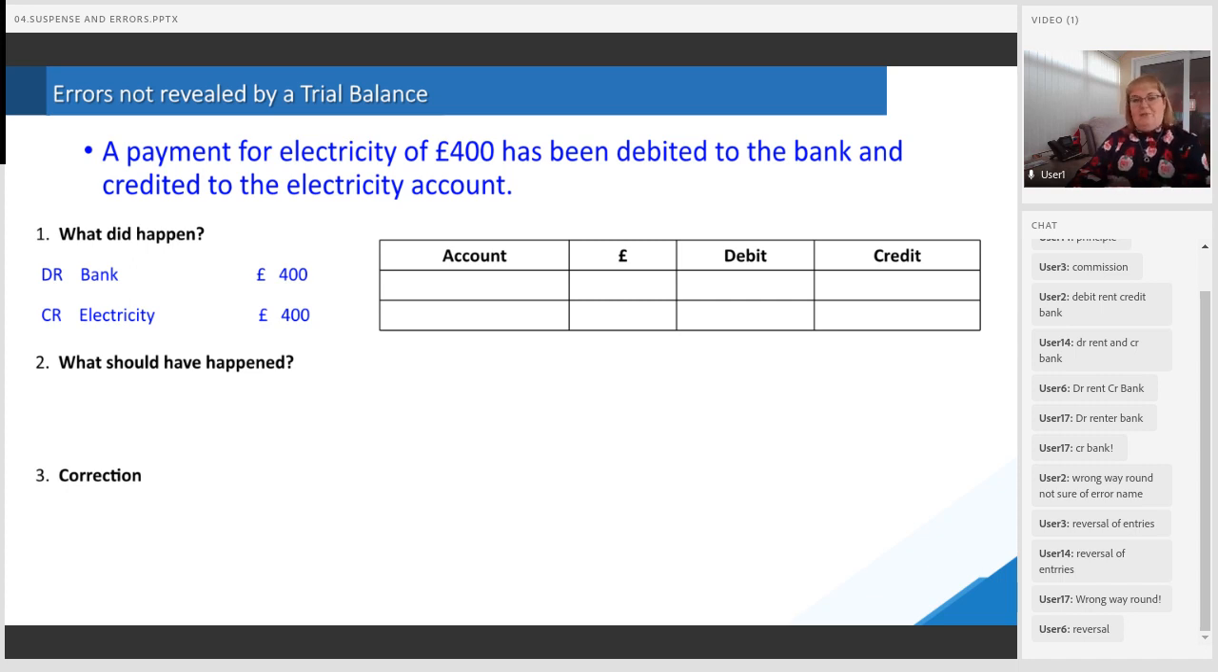So I know I'm clearly wrong here. What should have happened? Well, I should have debited electricity and credited the bank. So I've used the right amounts and I've used the right accounts, but you're quite right, I've got them the wrong way around. So anyone want to be brave and have a go at what the correction is?